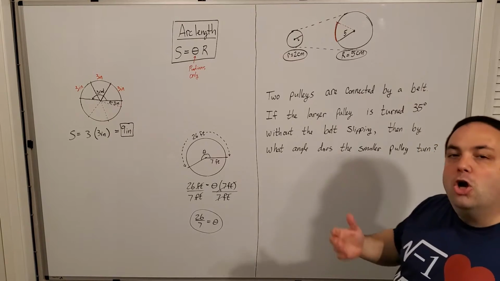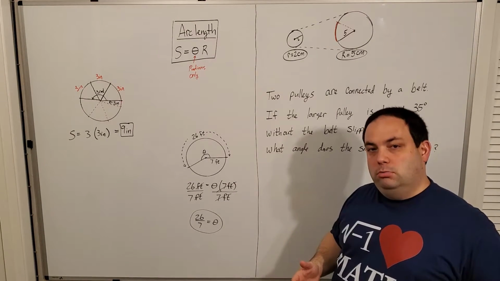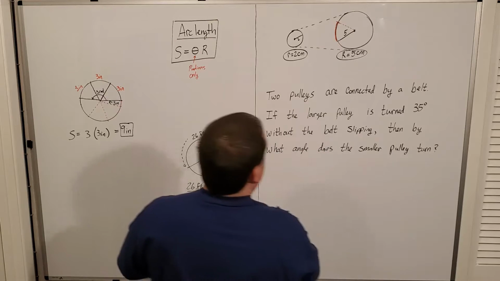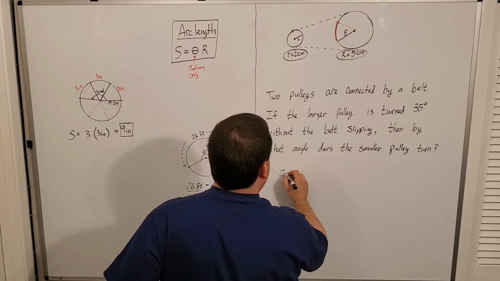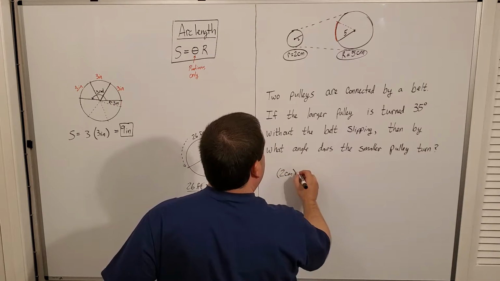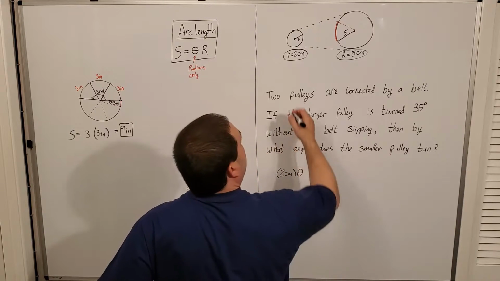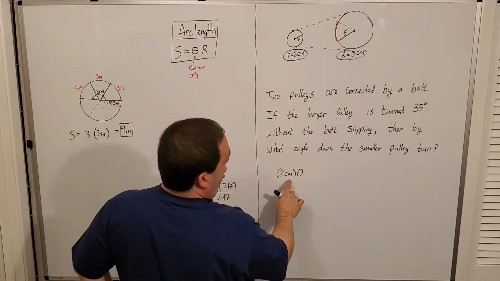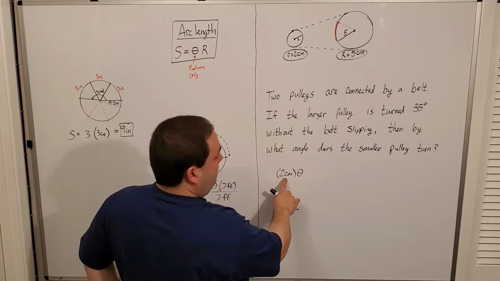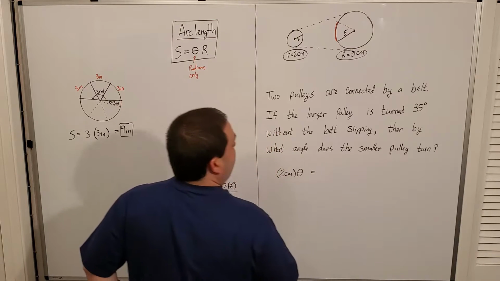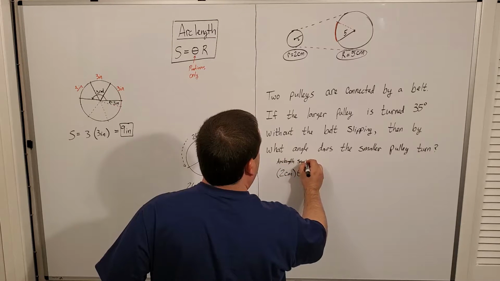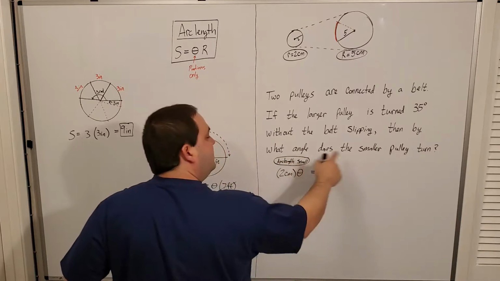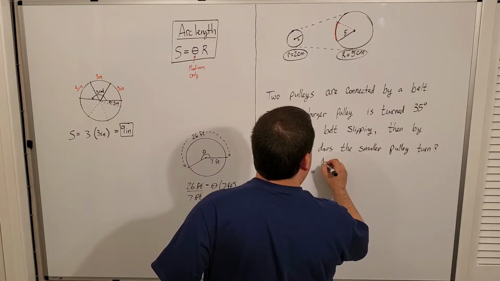Well, the arc lengths have to be equal. In other words, the radius of 2 centimeters times whatever angle we're missing, we'll call it theta, right? That's an arc length, angle times a radius, and it has to be equal to the arc length of the small one, which has to be equal to the arc length of the big one.